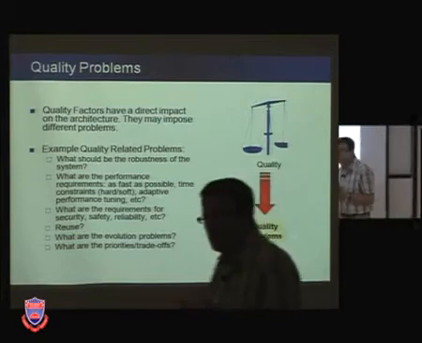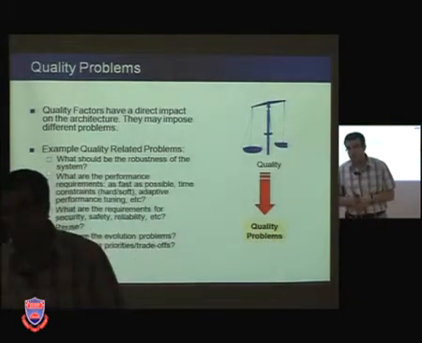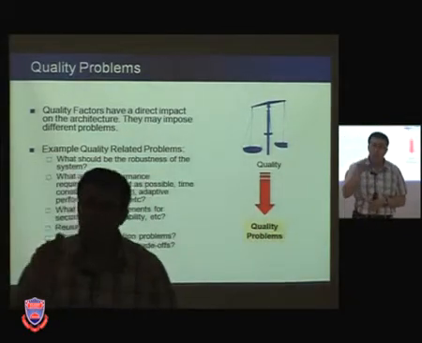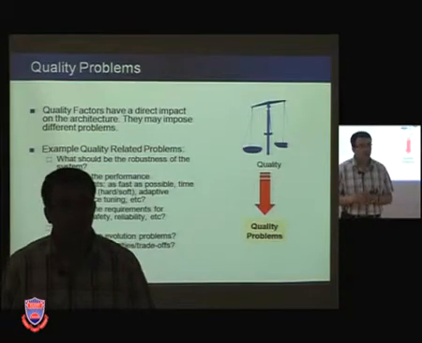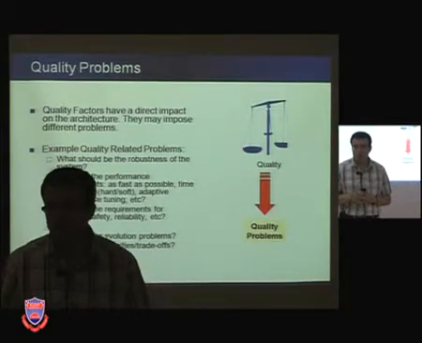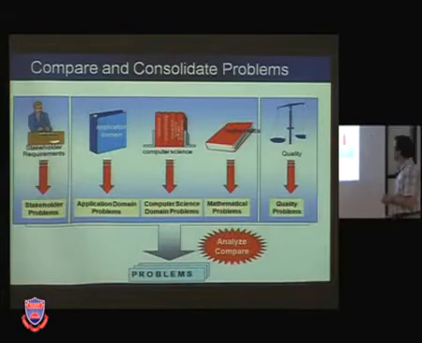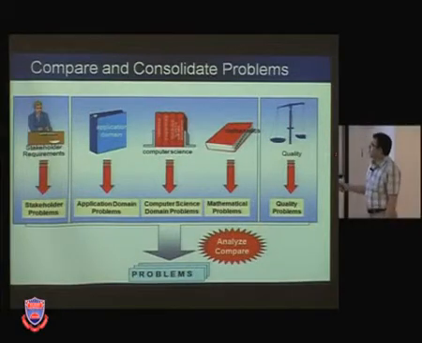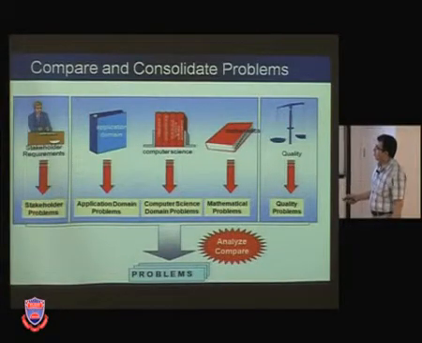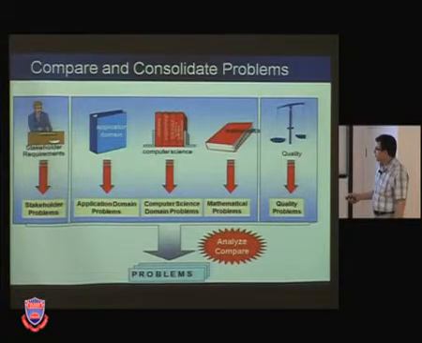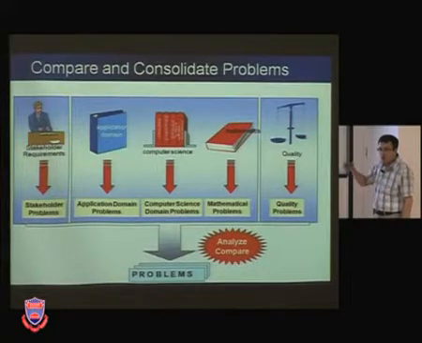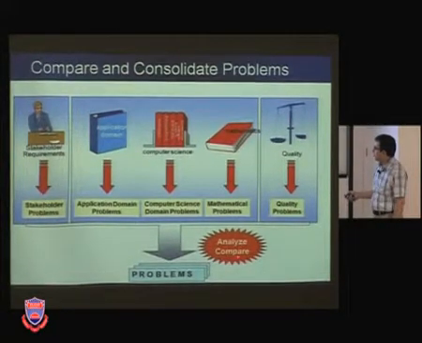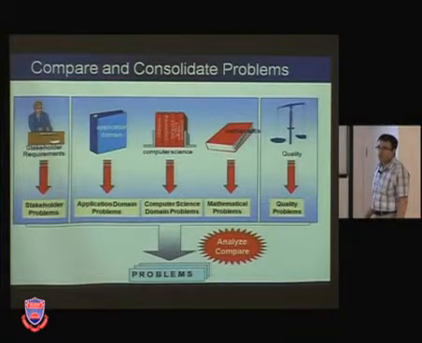Why do we do this? Actually, to prepare the domain analysis. Because once we know what the problems are, we can more easily identify the domains. So we have the whole list, stakeholder problems. We make a list of problems, application domain problems, computer science domain problems, mathematical quality problems. We list them, analyze, compare, and consolidate. We get the final set of problems.